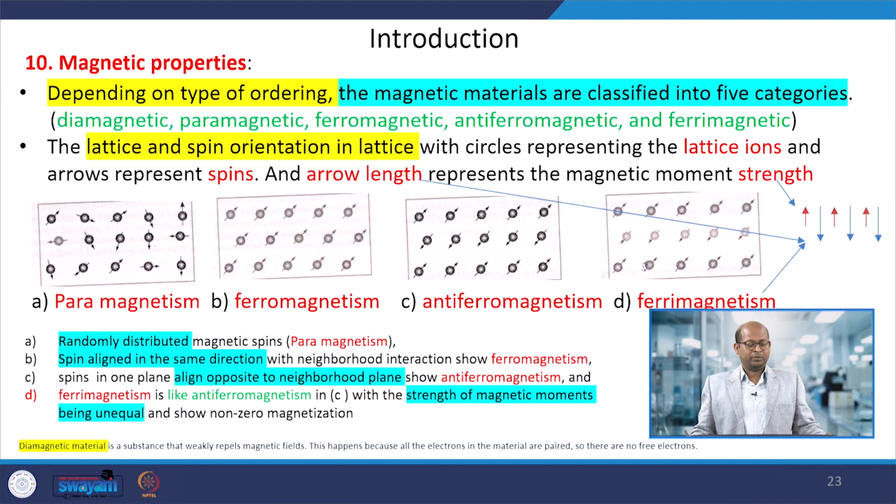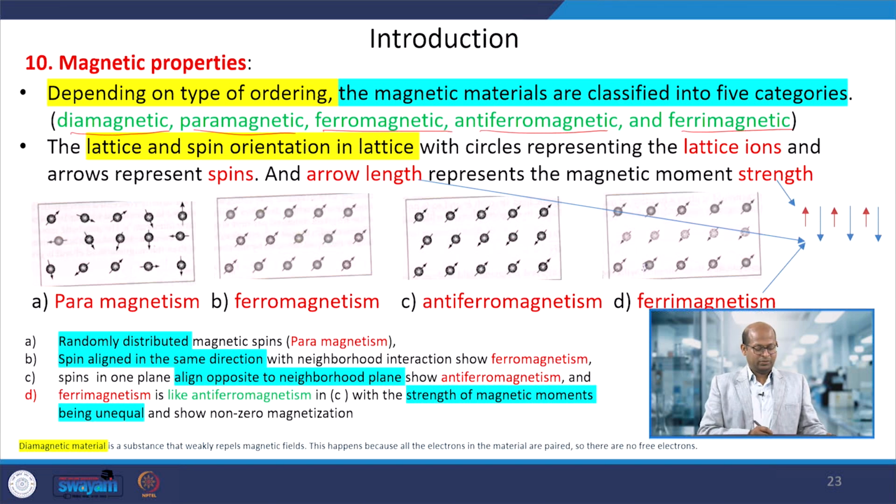Depending upon the type of ordering of the arrangement of lattice ions and spins, we can classify magnetism into 5 different categories: diamagnetic, paramagnetic, ferromagnetic, antiferromagnetic and ferrimagnetic. These are the 5 types of magnetic materials, whatever the nanomaterials we are preparing. So in these 5 categories we can classify materials based on their magnetic properties. Okay.